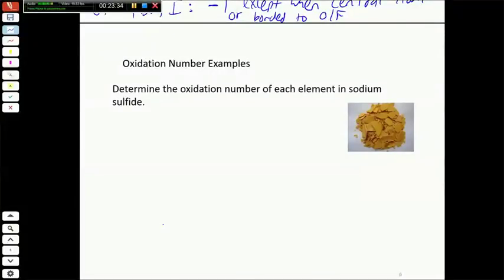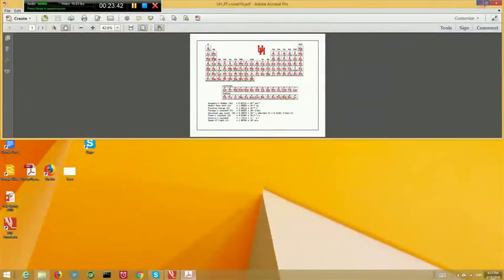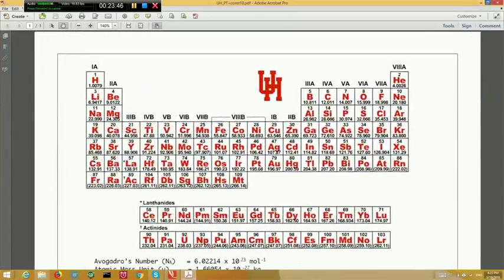So we have to find the formula for this compound. Sodium is in the first column of the periodic table, so it tends to form +1 cations. That should be very familiar by now. Sulfur is group 6A, so it's going to form an anion with a -2 charge.